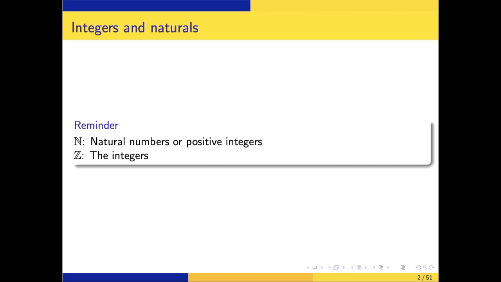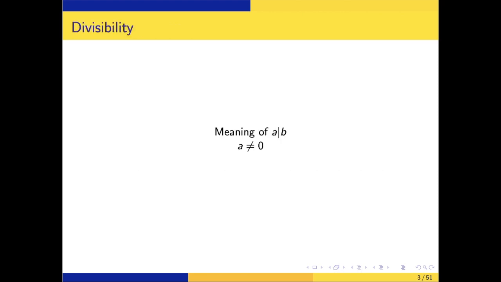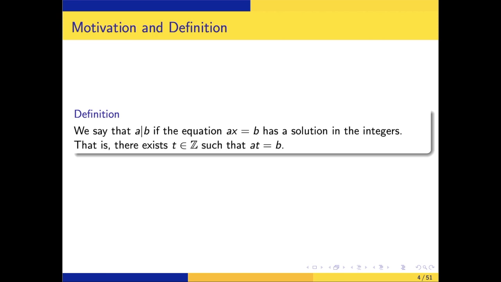First, we recall that the set N denotes the natural numbers or the positive integers, and the set Z denotes the integers in general. We need to understand what it means for a to divide b when a is not equal to 0. We say that a divides b if the equation ax = b has a solution in the integers. That is, there exists an integer t such that at = b.